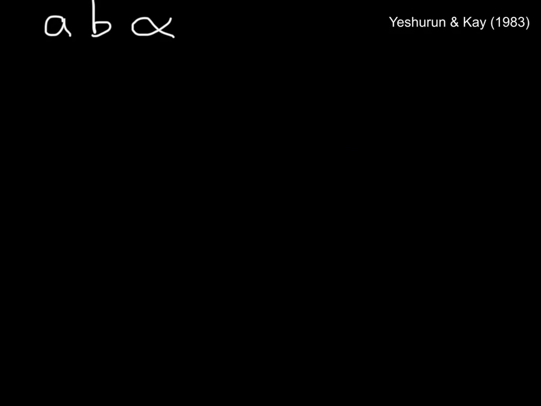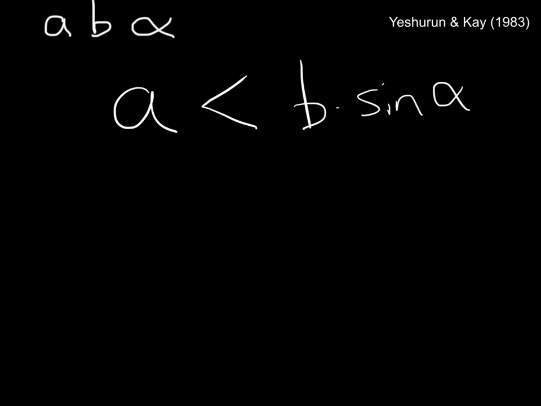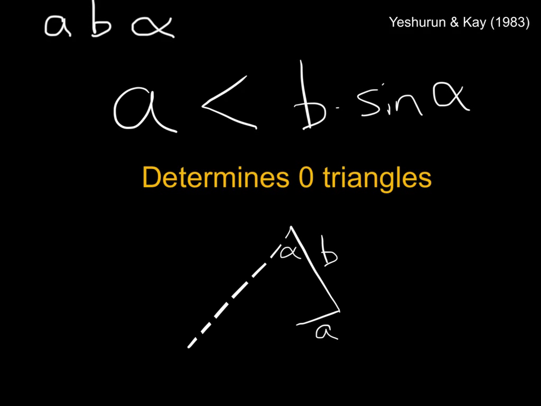Now you could also have A less than B sine alpha. And in this case, your A is actually so short that it can't even reach the point that it needs to close a triangle. So if you have A, B, and alpha, your A is so short that it's swinging around, but it can't actually touch the ray that's formed by the angle alpha. So there's actually zero triangles that you can make.